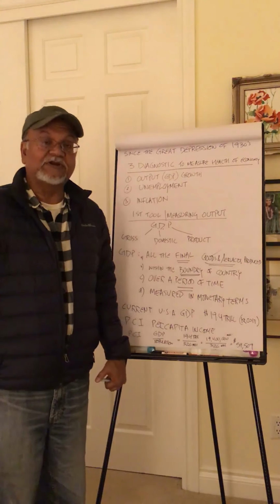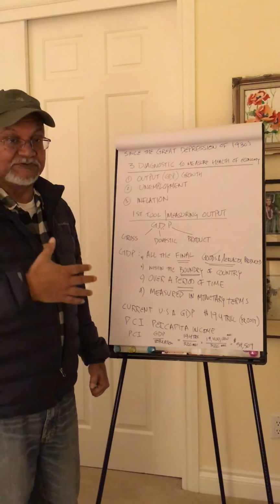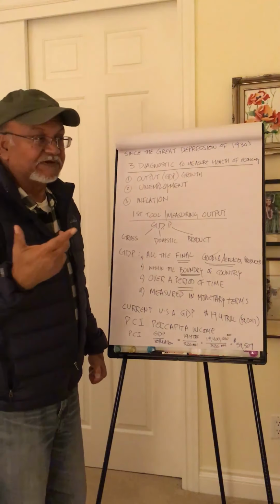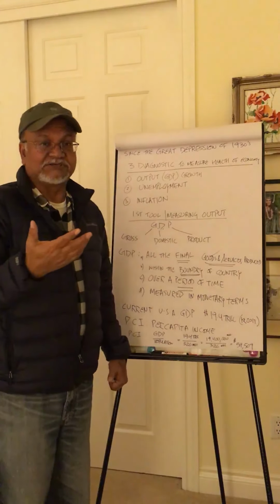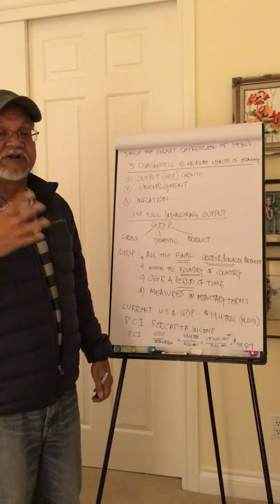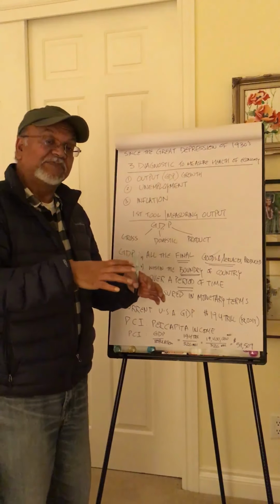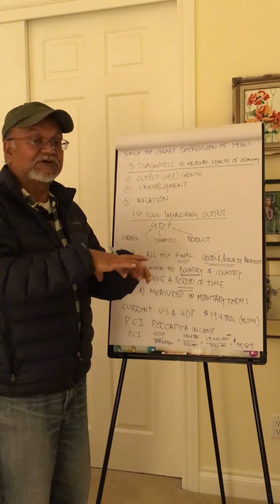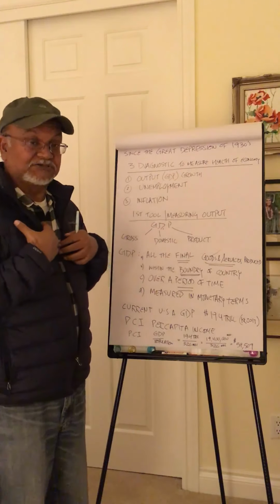Let's say Toyota. Toyota, as you know, manufactures cars in USA. They manufacture cars in, I think, Tennessee. Honda makes in Ohio. So even though Toyota and Honda are Japanese companies, the cars they manufacture in America, because they're within our border, are part of our GDP.